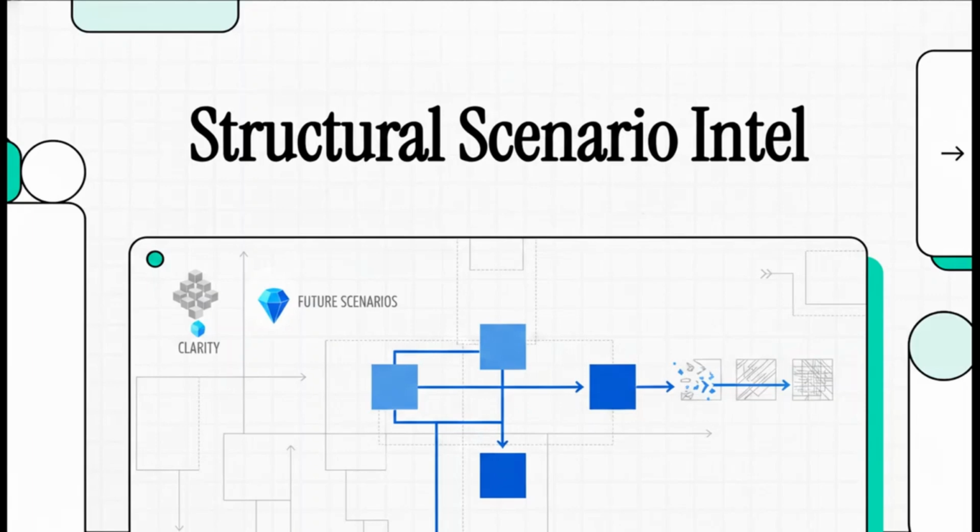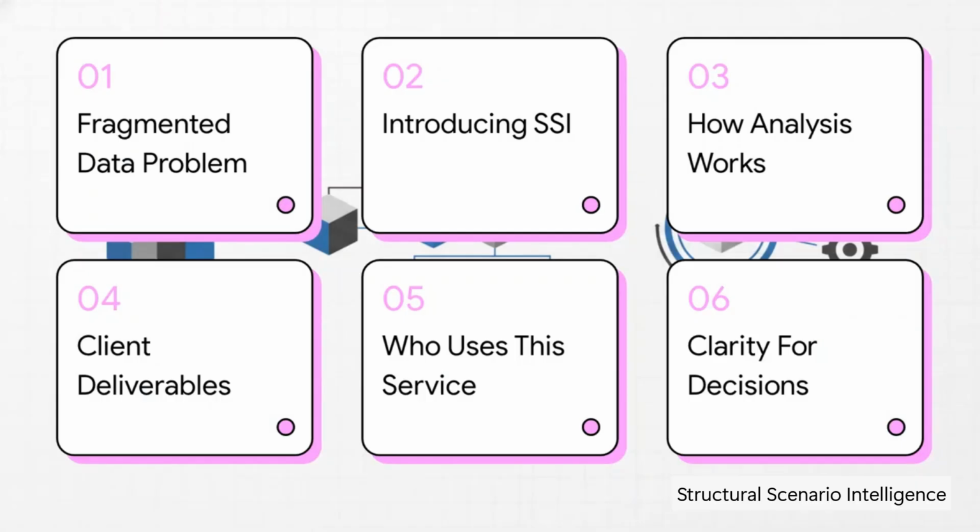So we're going to explore how to move beyond all that noise, leave behind those isolated hit-or-miss forecasts, and actually build a structured view of what your operating conditions might look like next. Here's a really quick look at our roadmap for today. We'll start with the headache of fragmented data, introduce the SSI framework, see how it works under the hood, look at the actual deliverables, and wrap up with how this brings real clarity to decision-making.